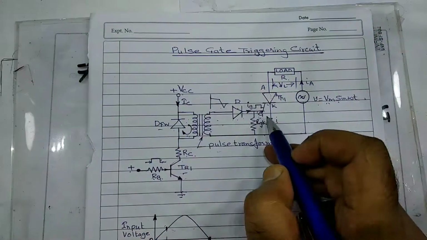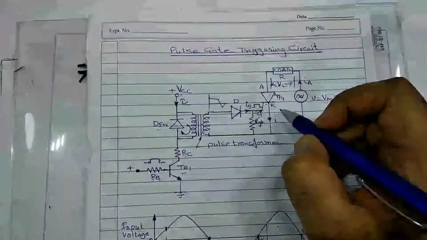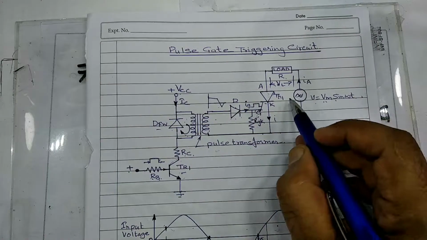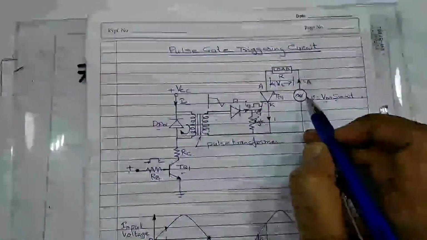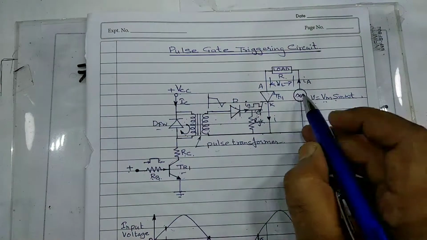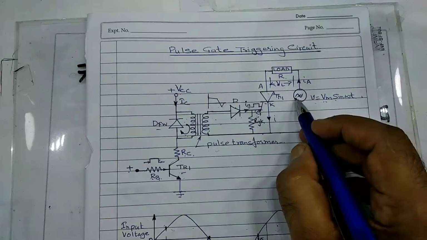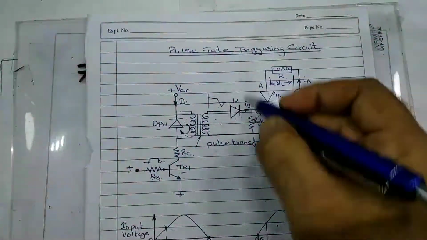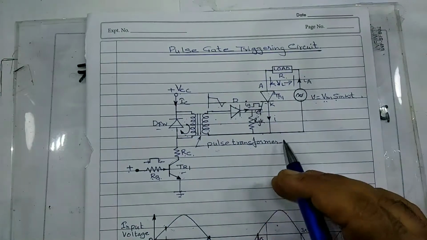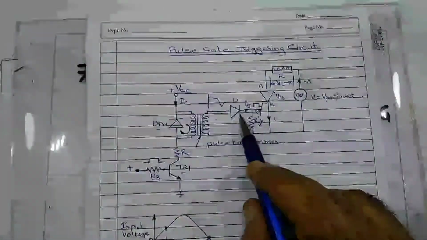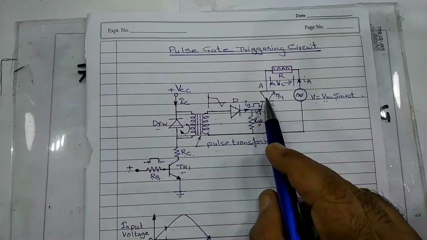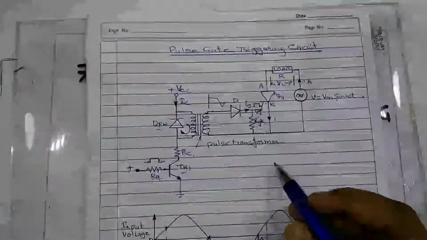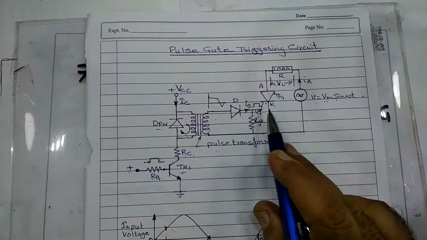Now, when the SCR is in forward bias condition during the first half cycle of AC supply, that is from 0 to 180 degrees, the positive half cycle of the AC supply, the thyristor is in forward bias condition. During the forward bias condition, if a pulse appears on the gate, the SCR switches on instantaneously at that particular phase angle. That is called the firing angle.